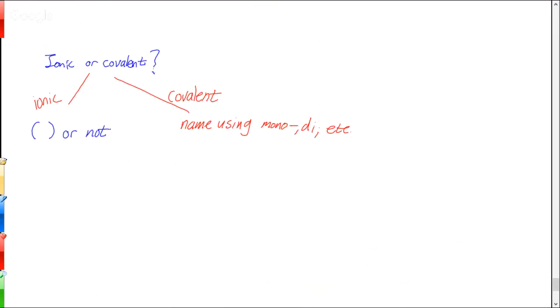We have to decide whether or not to use the parentheses. And how do you determine that? Well, it is the charge, but how do you determine whether or not you should put parentheses with the charge in it? If it's one of those metals in the middle of the periodic table, or middle to the right, if it's anything but 1A, 2A, and aluminum, then it's got the parentheses. Otherwise, it doesn't.